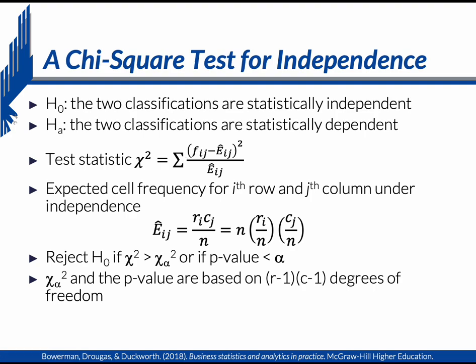Once you have the test statistic, we compare that to a critical value. Again, this is based on the chi-square table with a subscript of alpha. So we look for a chi-square score with an area of alpha to its right, and based on degrees of freedom of r minus 1 times c minus 1, where r pertains to the number of categories for the first categorical variable, and c pertains to the number of categories for the second categorical variable. Again, just like the chi-square goodness of fit test for multinomial probabilities, the chi-square score is obtained from the chi-square table.